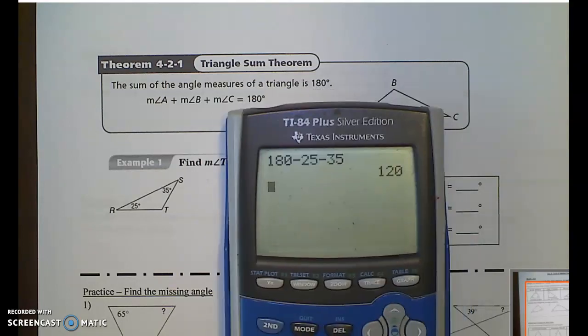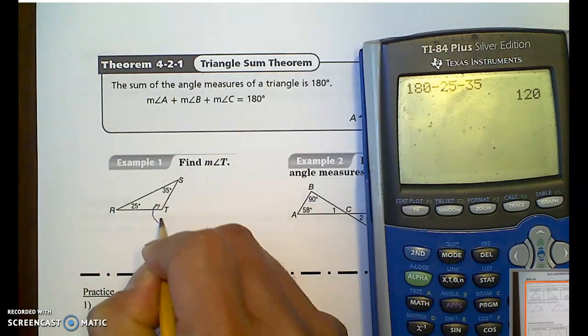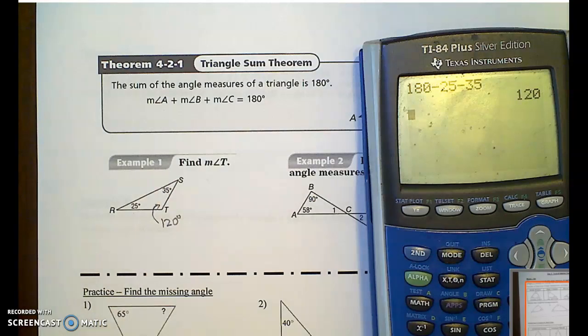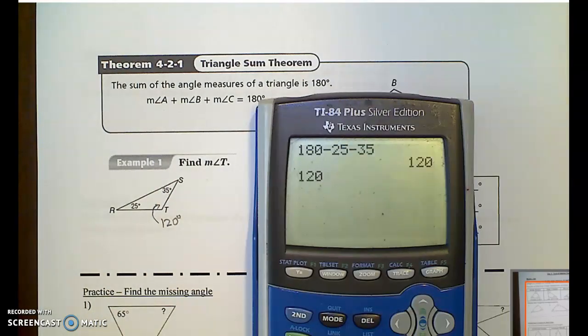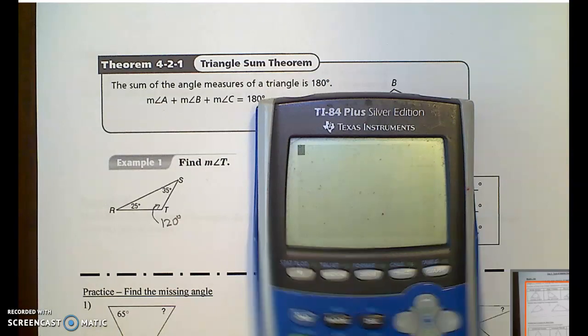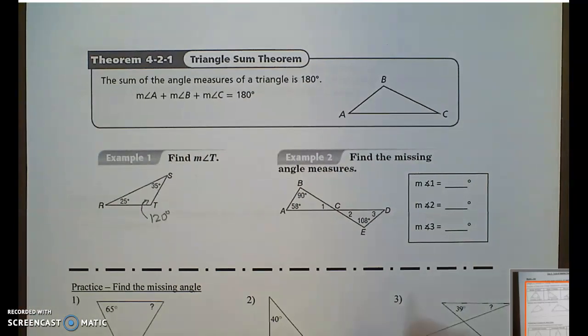We can check this by, well, let's write in the 120 first, so that angle right there is 120 degrees. We can check our answer by taking those numbers again, 120 plus 25 plus 35, and yes, it does add up to 180 degrees. Looking at this next example, just find the missing angle measures. I'm going to do one at a time here.